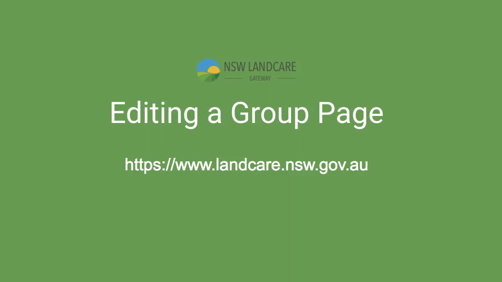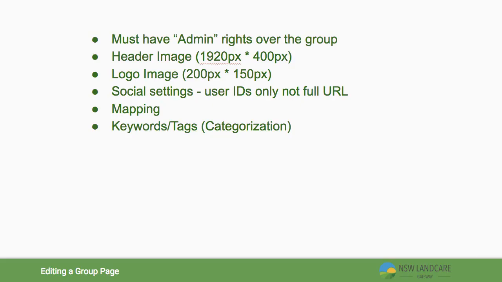So now I'll take you through the process of editing a group's listing on the gateway. The group content type on the gateway is in fact a folderish content type, so it itself can contain other information. In this particular video, I'll talk to you about editing the group content type itself. In other videos, I'll tell you a little bit about adding specific content to your group.